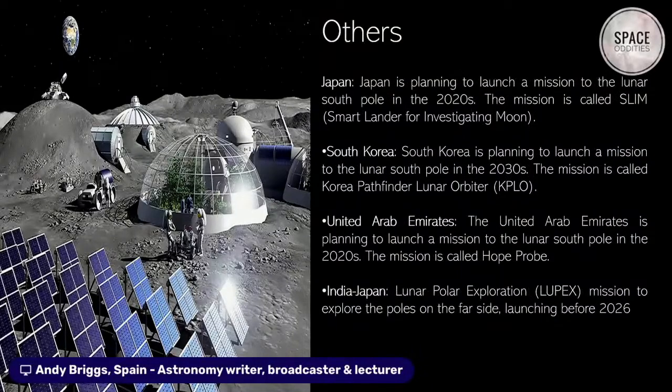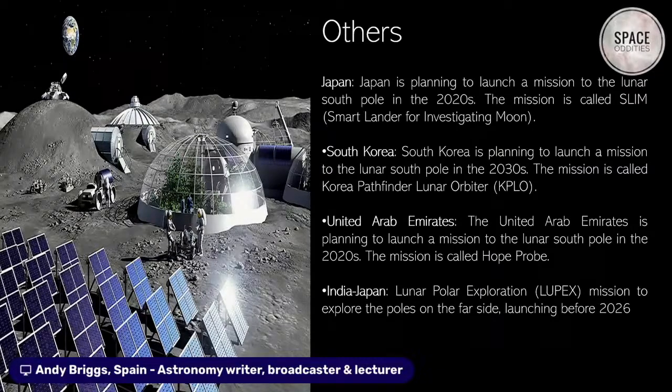Others, Japan is planning to launch a mission to the Lunar South Pole in the 2020s. It's called SLIM. This is a much nicer acronym, Smart Lander for Investigating the Moon, which I like. That's short and sweet and to the point. South Korea are planning to launch a mission to the Lunar South Pole in the 2030s. That's a little more of an unpronounceable acronym. It's KPLO, the Korea Pathfinder Lunar Orbiter.